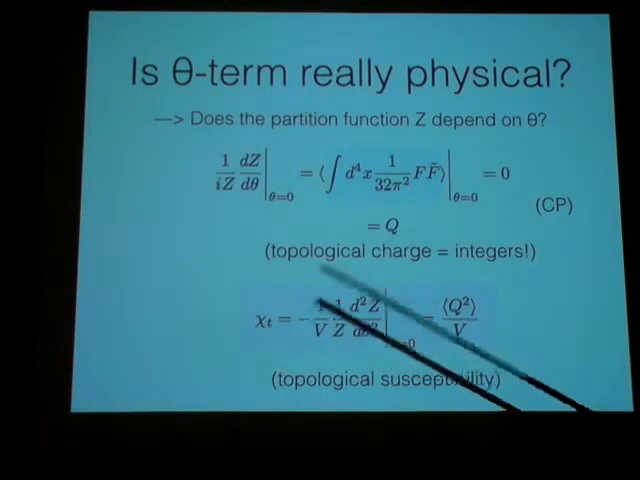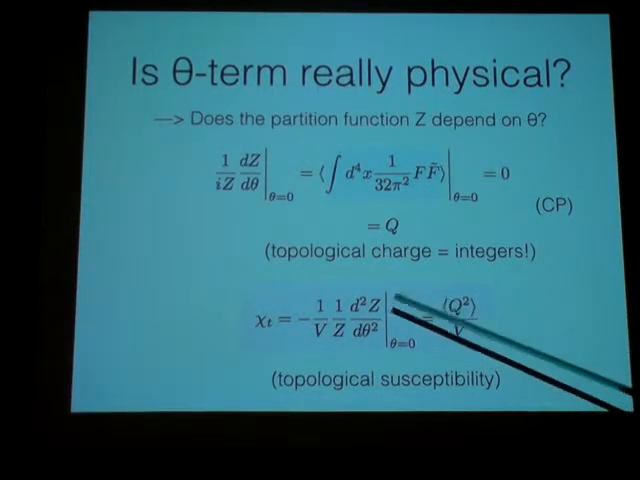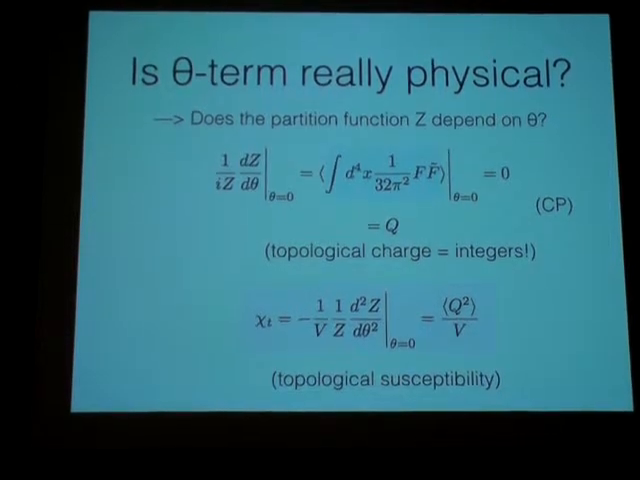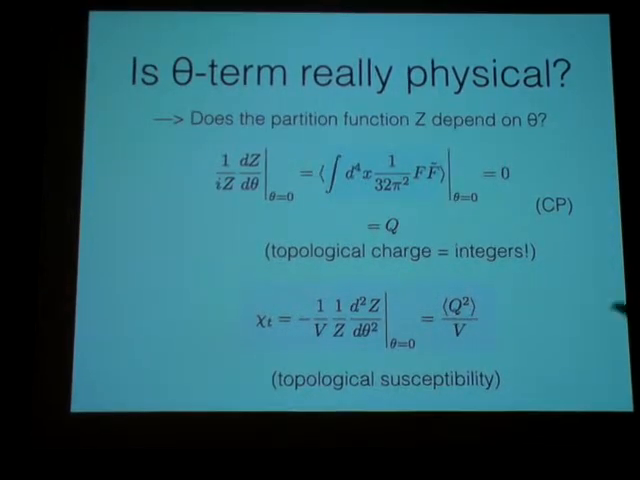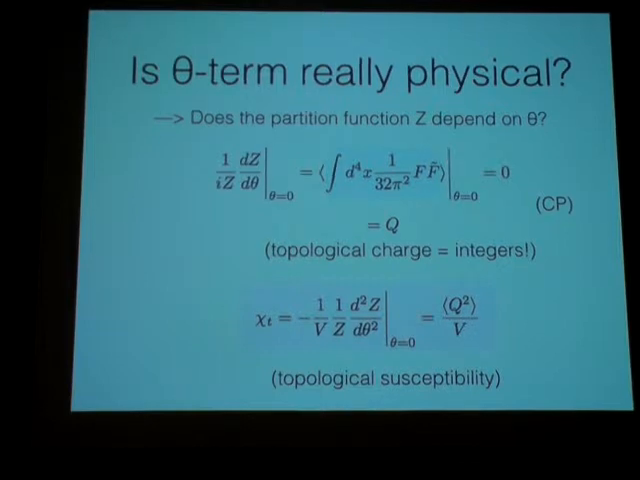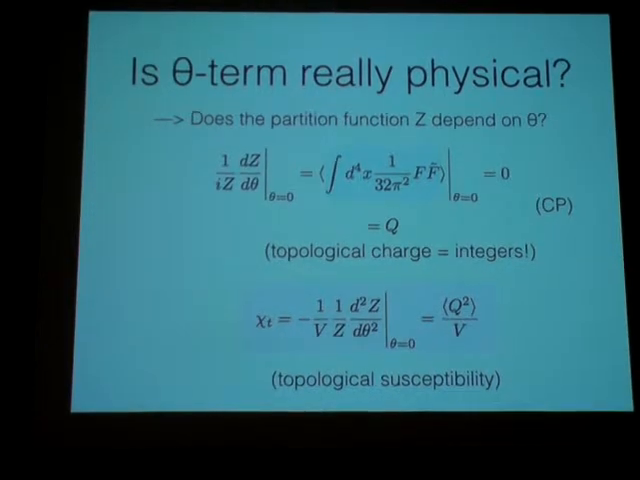So this is the most important quantity. And if this chi_t is non-zero, that means Z depends on theta, right? Because it's a derivative. So if chi_t is non-zero, that means theta is physical. It's really telling us that theta is physical, just changing theta near theta equal to 0 gives you physical effects that you can see. So this is the most fundamental quantity. I'm going to measure this one on the lattice data.